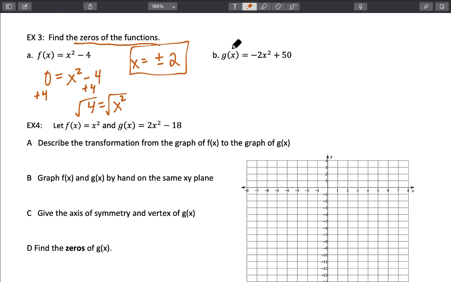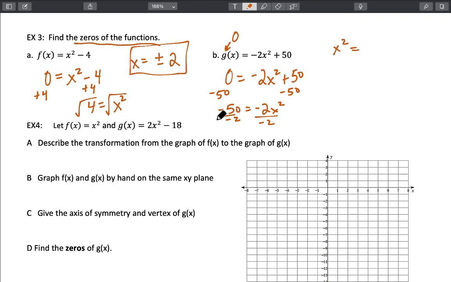Same thing for part B. We're going to substitute 0 in for y. So we get the equation 0 is equal to negative 2x squared plus 50. We'll start by moving the 50 over to the other side by subtraction. That gives me the equation negative 50 is equal to negative 2x squared. Now divide off the negative 2, and I'm going to come up here and finish. I have now x squared is equal to negative 50 over negative 2. That's positive 25. I've got to get x by itself, so let's take the square root of both sides. That leaves me with both the positive and negative values of 5 for my zeros.